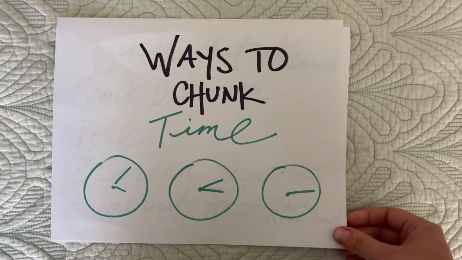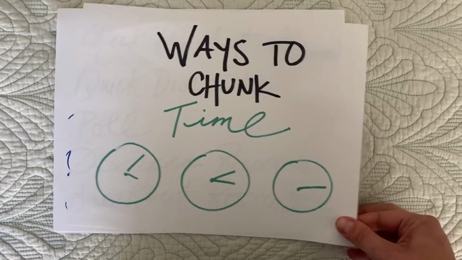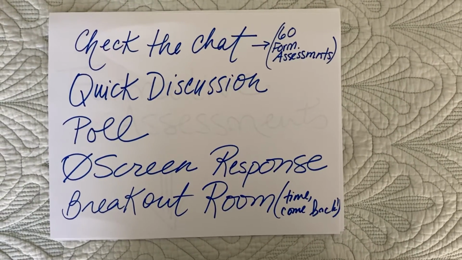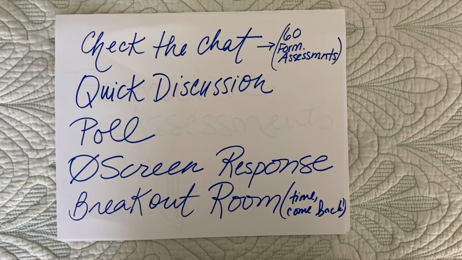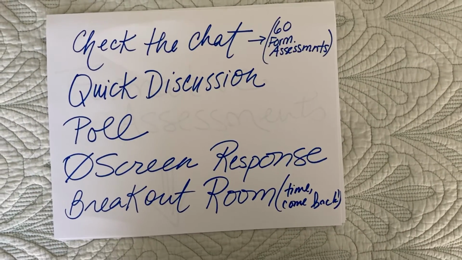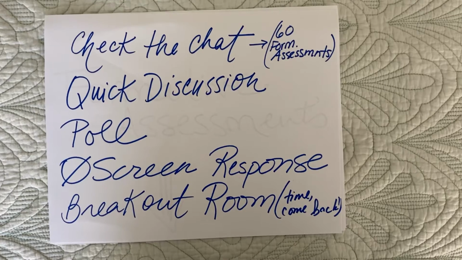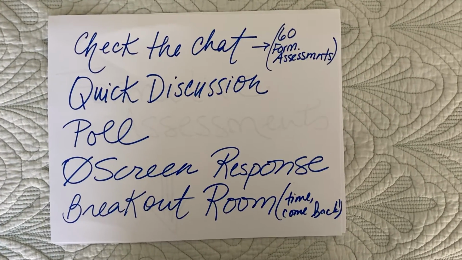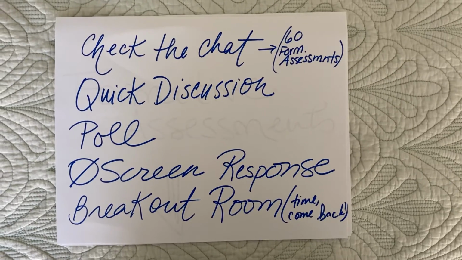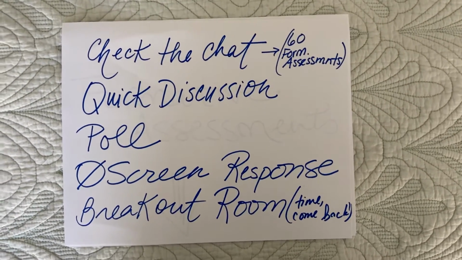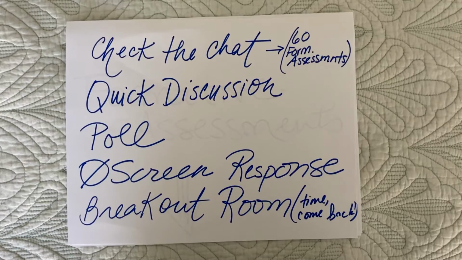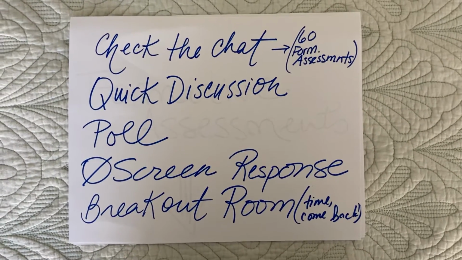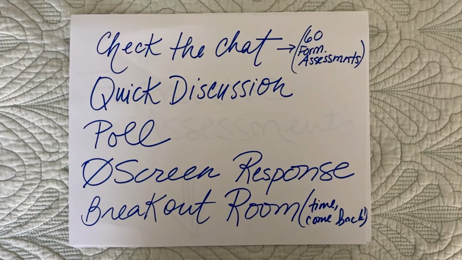Here's some more examples of how to chunk your time. You can do a check the chat in between whatever you're talking about in your 10-minute spread out attention. You can do a quick discussion. You can do a poll on Zoom. You can have the kids turn off their screens and write down their response on a piece of paper to rest their eyes, undo their screens so that you can see them, and then they hold up their response and you just visually go and check.